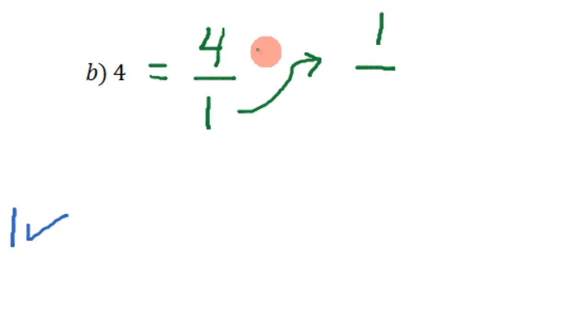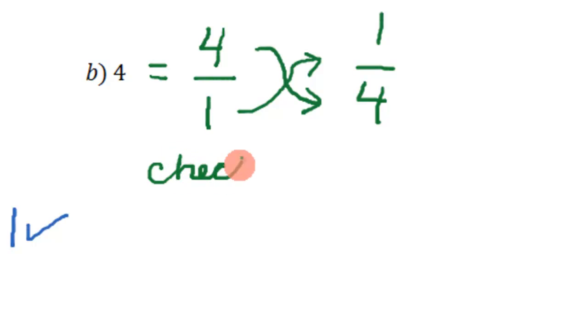In this example, we have the number 4 and we want to find the reciprocal. Now we know that 4 can be written as a fraction if we just put 4/1. So again, we're going to switch the numerator and denominator for the reciprocal. So we're going to write 1 for the numerator and 4 for the denominator. Remember how to check?